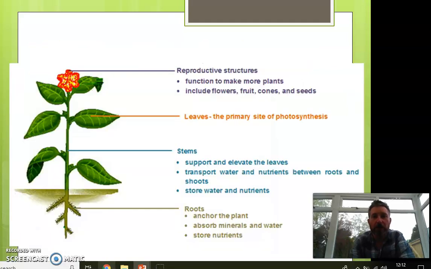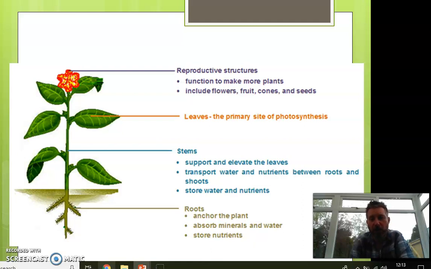Okay, so let's start at the top then. A is a flower, obviously, and that's part of the reproductive system of the plant. The flower will attract bees and help the bees to cause the plants to reproduce. But other parts of the reproductive system, you might have fruit, you might have cones, you might have seeds. The second part, B, is the leaves.